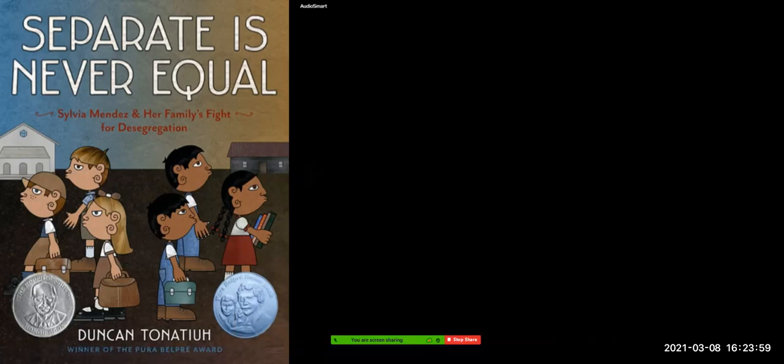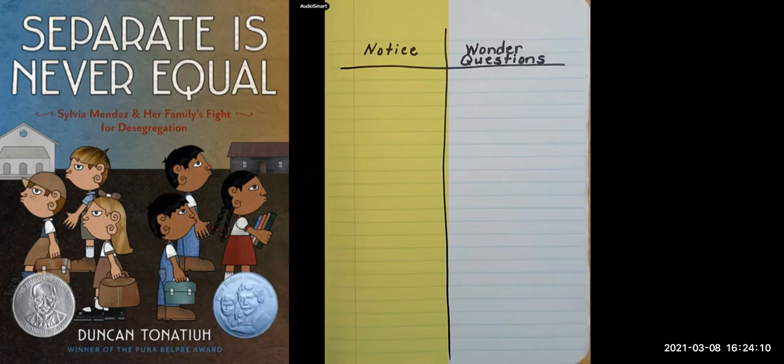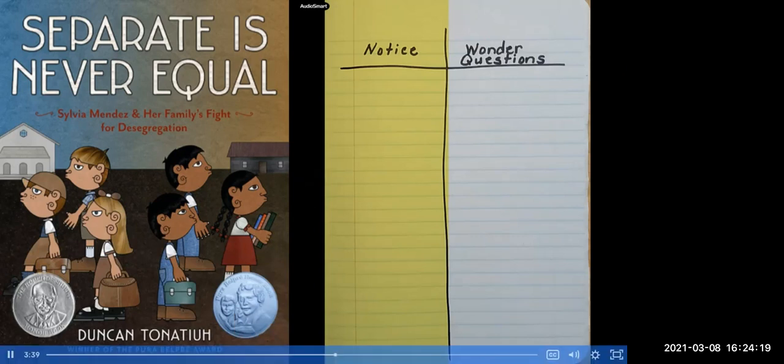How does the word separate connect with the illustration on the front cover? What do you notice about the children? Pause here to jot down what you're noticing in your journal. Just hit play when you're ready to continue. Okay, so what I want you to do right now is look at the cover of the book, just the illustrations, and tell me one or two things that you notice. I'm sure you could come up with a lot of things that you notice about this illustration. When you are done, you can hit play to continue.